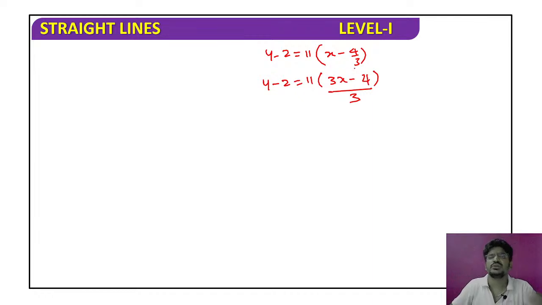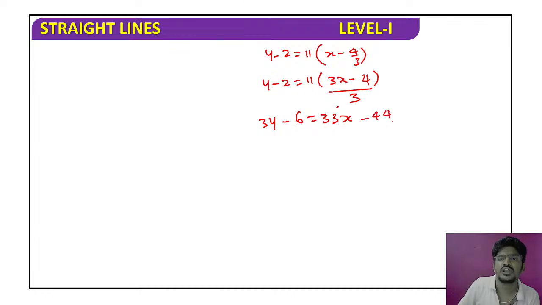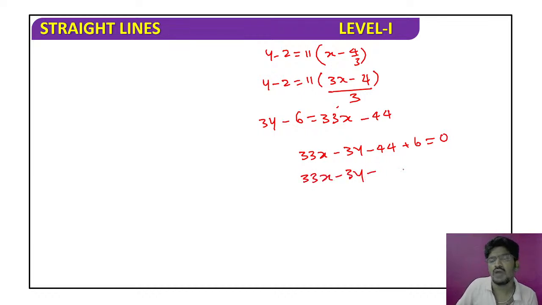By taking LCM, it will be 3x minus 4 divided by 3. Now, you multiply 3 to this side, that will be 3y minus 6 equal to 33x minus 44. So therefore, 33x minus 3y minus 44 plus 6 equal to 0. So therefore, 33x minus 3y minus 38 will be equal to 0. So this is your required answer.